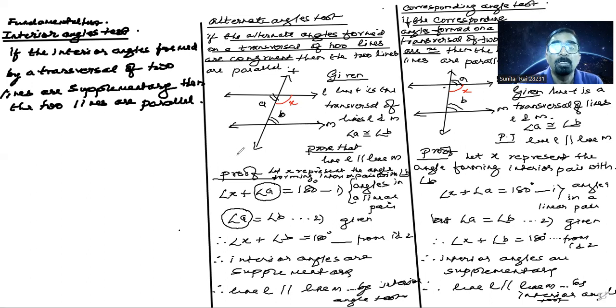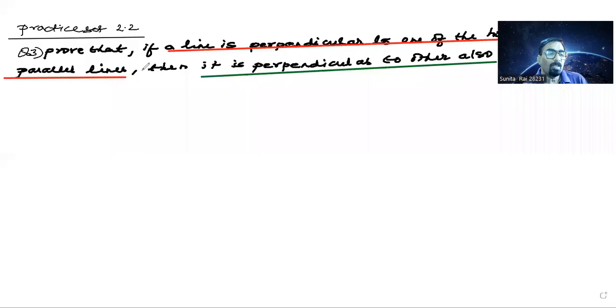Now I start with a question based on it. Question number 3, Practice Set 2.2. It says that if a line is perpendicular to one of the two parallel lines, then it is perpendicular to the other also. Let's prove that if a line is perpendicular to one of the two parallel lines, then it is perpendicular to the other also. So very simple.